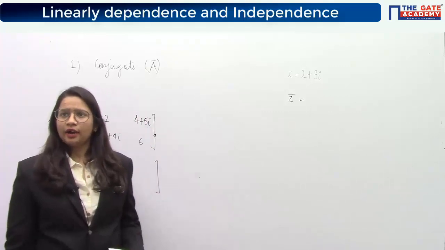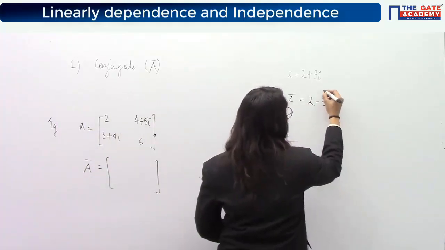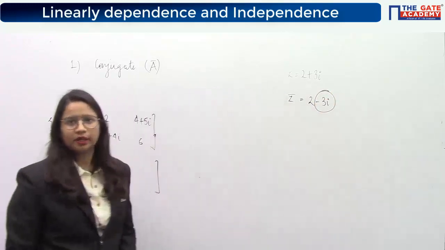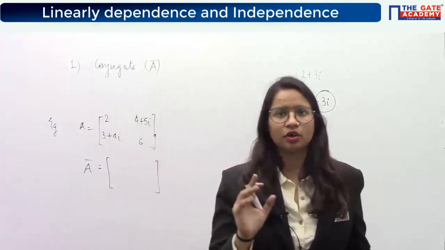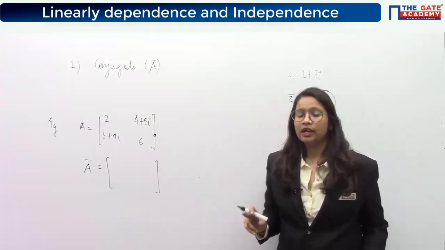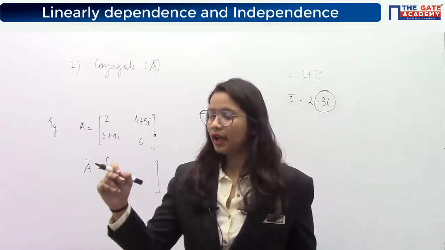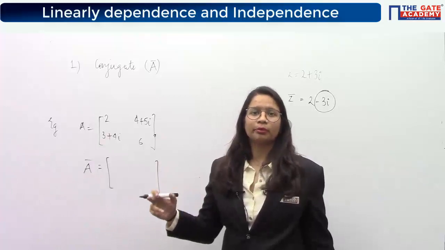Yes, 2 minus 3 iota. What do you do in taking the conjugate? You just change the sign of the imaginary part of your complex number. Flip the sign of the imaginary part of the complex number and you will get its conjugate. Now what is a conjugate matrix? You can copy the definition from the slide. It is obtained by replacing the elements of the matrix by the corresponding conjugate complex numbers.